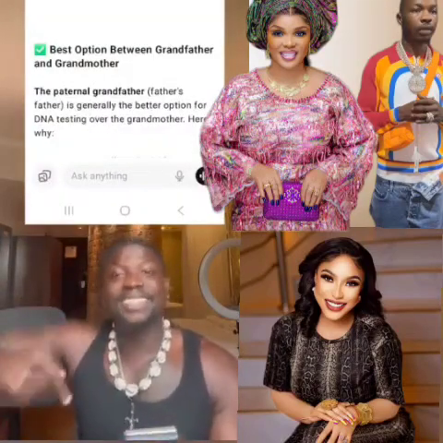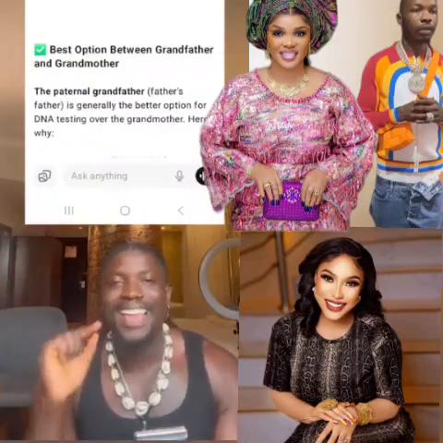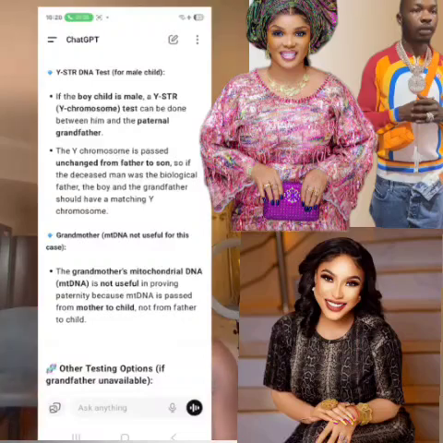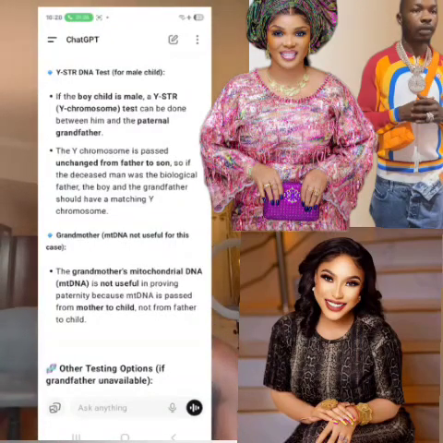The paternal grandfather, that is the father's father, Baba Mohbad, is generally the better option for DNA testing over the grandmother. Here is why. Y-STR DNA test for male child. If the boy child is male, a Y-STR, Y chromosome test can be done between him and the paternal grandparents. The Y chromosome is passed unchanged from father to son. That means from Baba Mohbad to Mohbad. So if the deceased man was the biological father, the boy and the grandfather should have a matching Y chromosome.